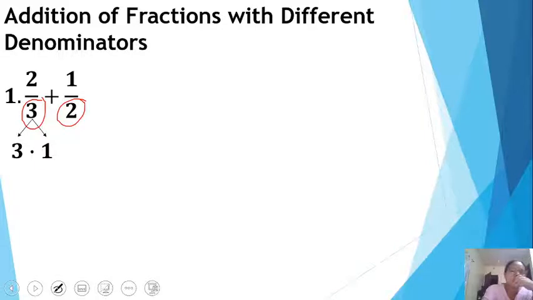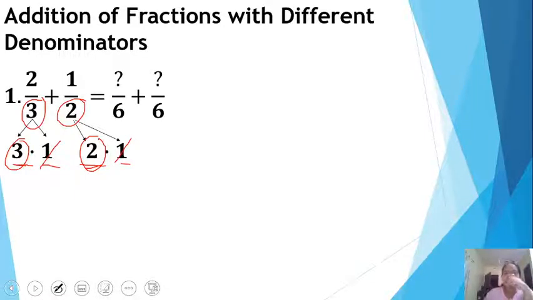Prime factors of 3: 3 times 1. Prime factors of 2 are 2 and 1. And then I get those factors which are not the same, disregarding 1. So we have 3 times 2. That's the new denominator, 6. How do we get the new numerators?